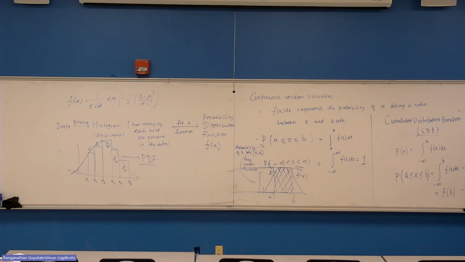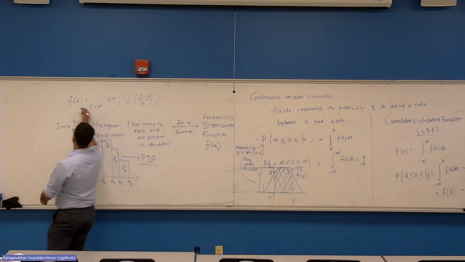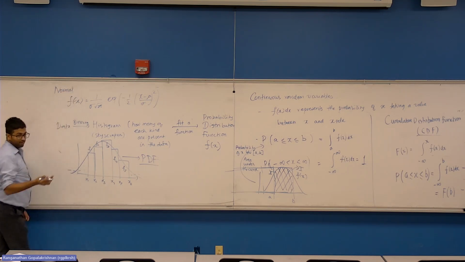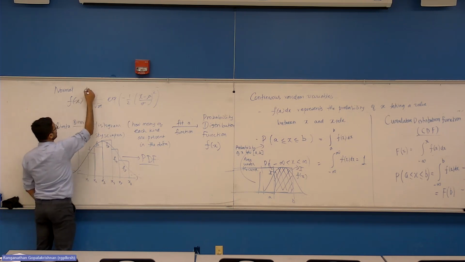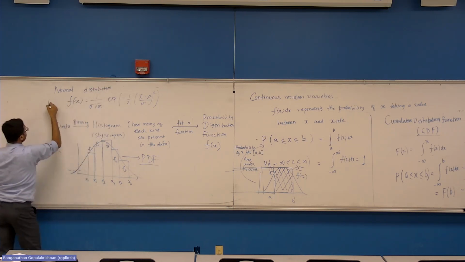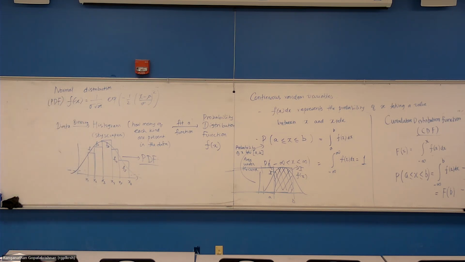With me so far? So for your quiz, these are the kind of questions you can expect. This is the normal distribution, courtesy of Gauss, who came up with this, and that's why it's also called Gaussian distribution. So this is the normal distribution, or its PDF, the probability distribution function. And have you written it so far? I can take a break.